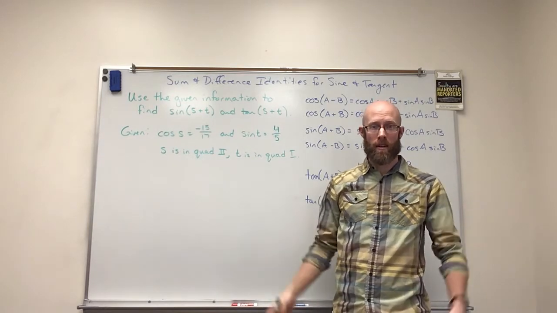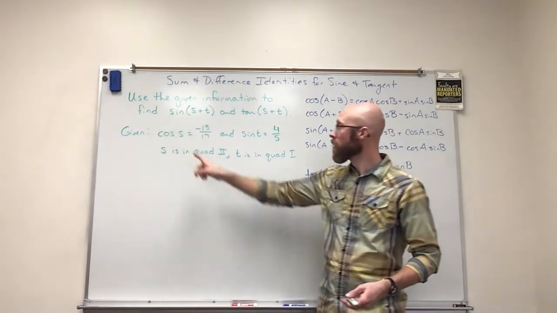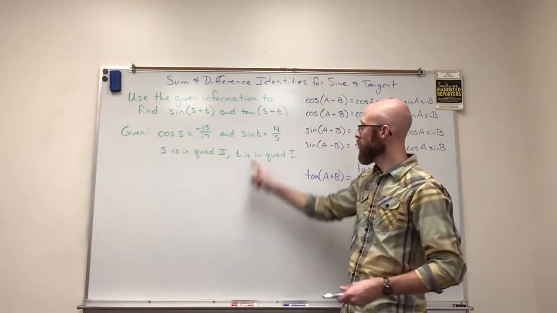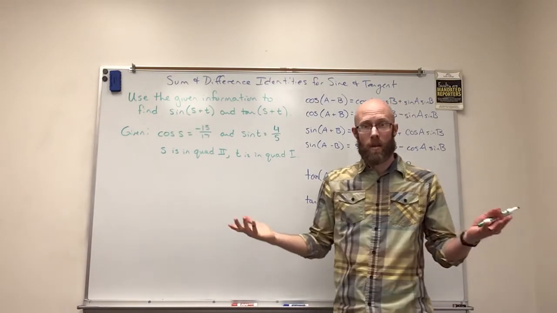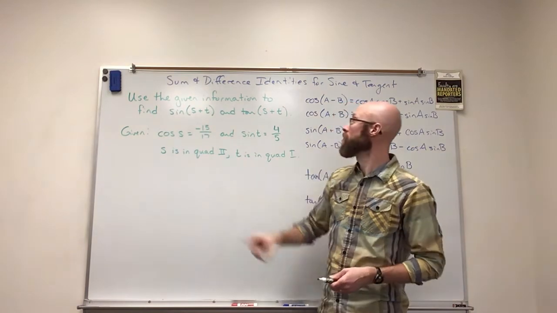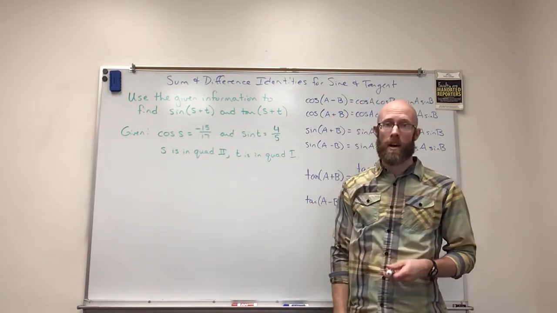They could be anything. But I do know that the cosine of S is negative 15 over 17, and the sine of T is 4/5. That's all we know, nothing else. And what we're going to be able to do from that is to find these two values, okay?